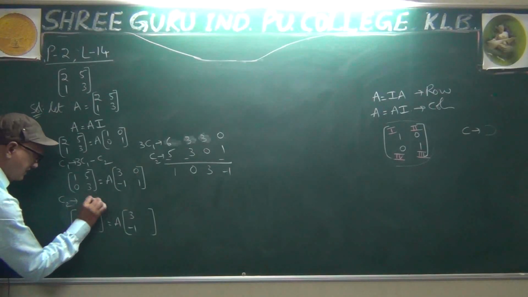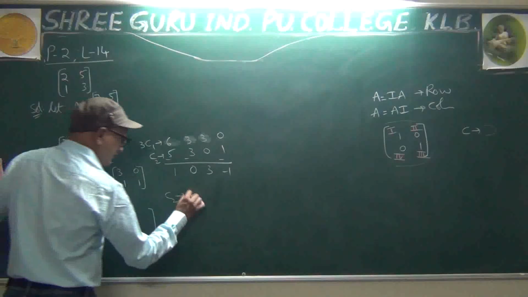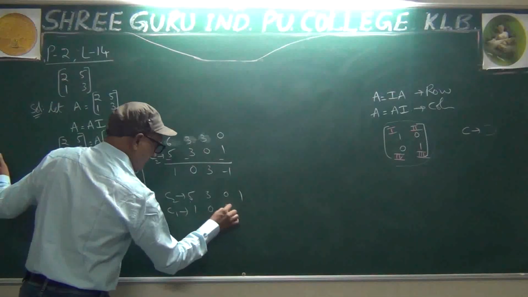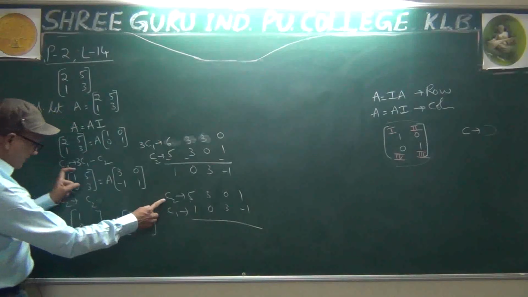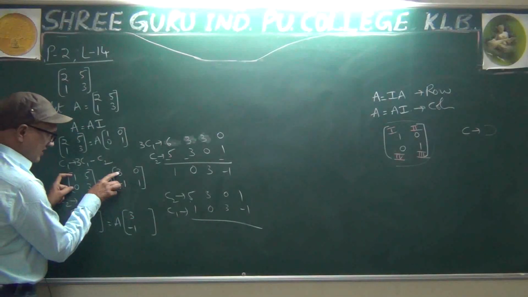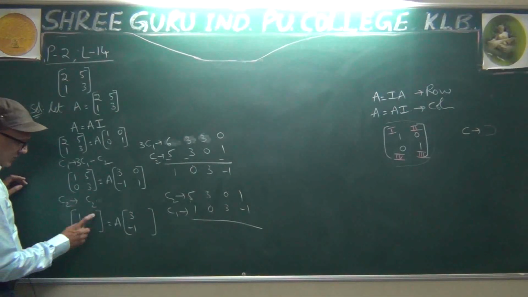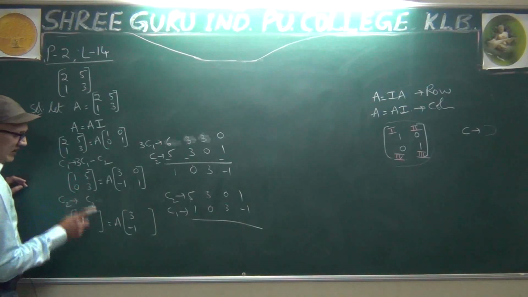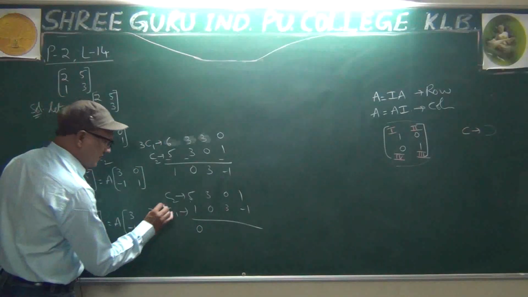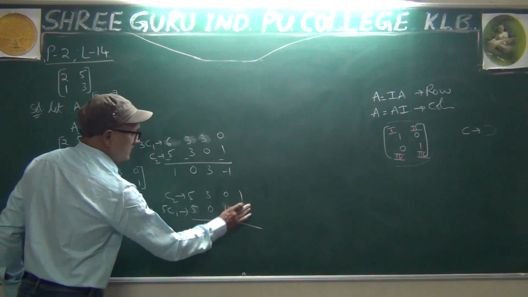Second column we are changing. What is second column? 5, 3, 0, 1. First column 1, 0, 3, minus 1. Where we want 0? In place of 5 we want 0. Multiply with 5. 5 1s are 5. 5 into 0, 0. 5 3s are 15. 5 into minus 1, minus 5.